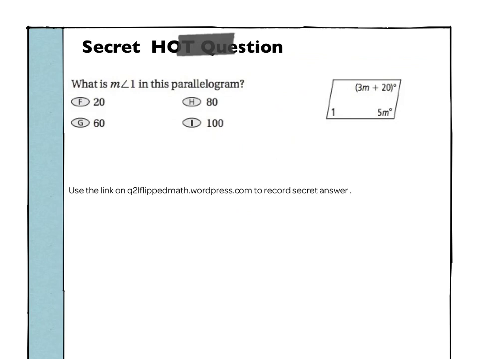And here's your hot question. It says, what is the measure of angle 1 in this parallelogram? Those are your 4 choices.